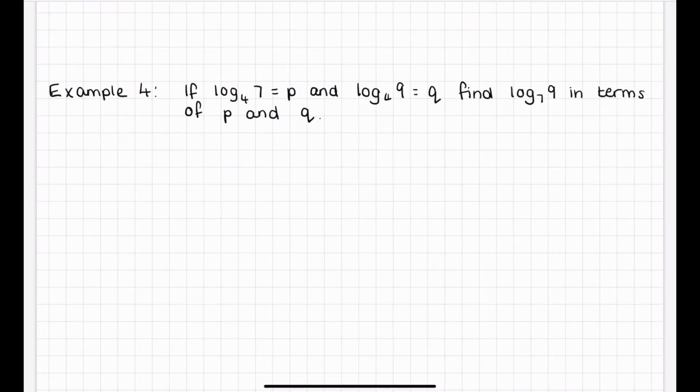And example 4, if we have log_4 7 equals p and log_4 9 equals q, find log_7 9 in terms of p and q. So we've got log_7 9 and we want to rewrite this in terms of p and q. Now p and q both have a base of 4, so we need to rewrite log_7 9 with a base of 4. We can write that as log_4 9 divided by log_4 7. Log_4 9 in the question tells us it's q. Log_4 7 is p, so we'll end up with q divided by p. Those types of questions do come up every so often in an IB exam.